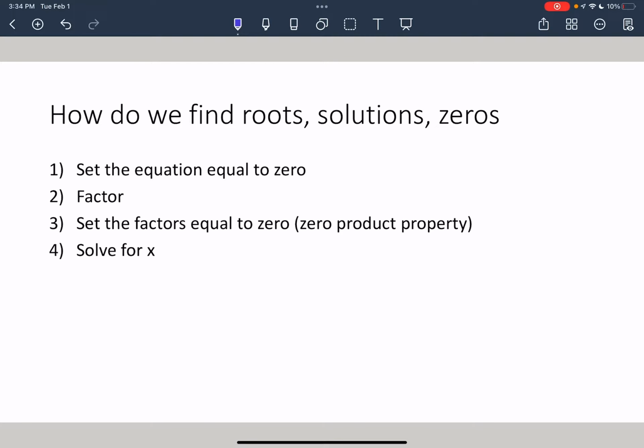So how do we do this? First, you start off by setting your equation equal to 0. Then you're going to factor, and you're going to set the factors equal to 0, and then you're going to solve for x.